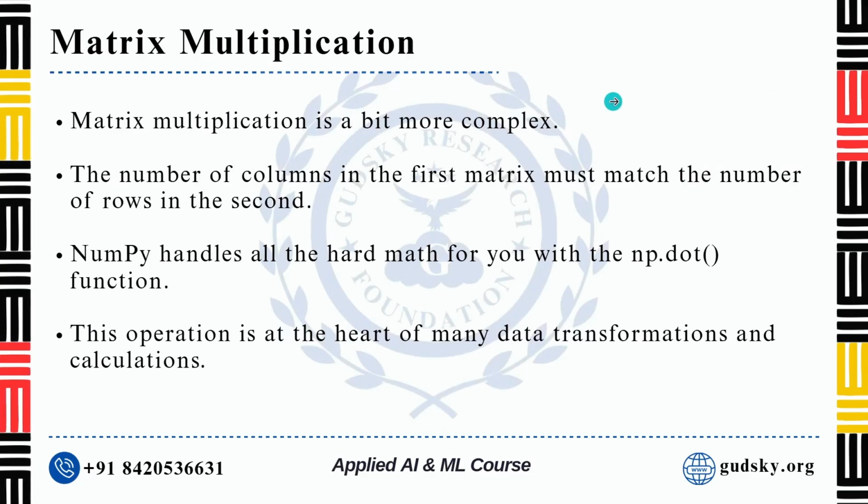Matrix multiplication. This is a more complex operation with a key rule. The number of columns in your first matrix must match the number of rows in your second matrix, just like a dot product. NumPy handles all of this for you. You simply use np dot to do all this heavy lifting. These operations are essential for things like rotating 3D objects in computer graphics or transforming data in machine learning. We have already seen how matrix multiplication works. So let's move forward.